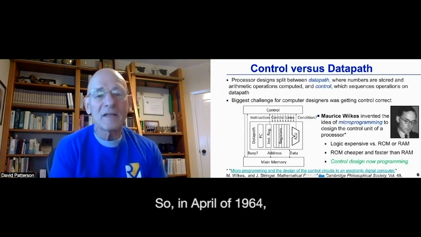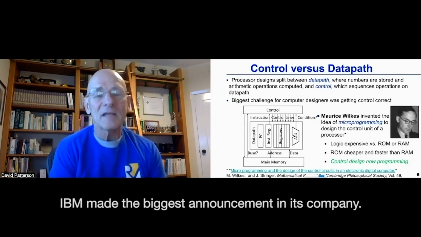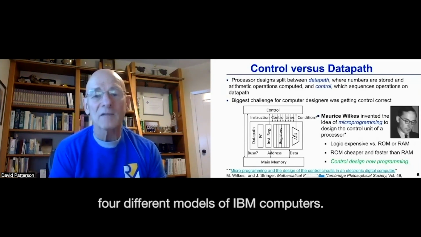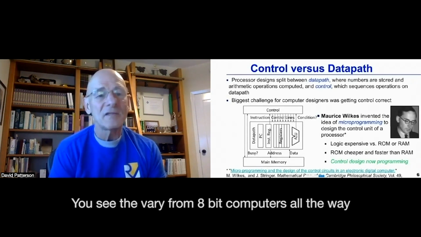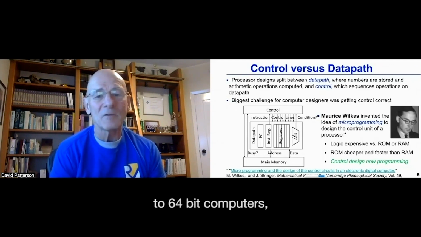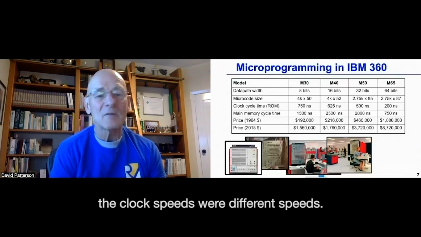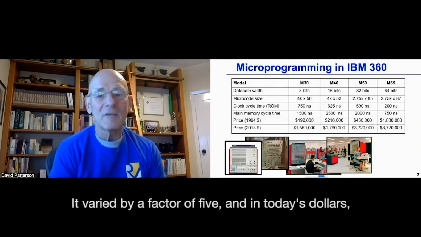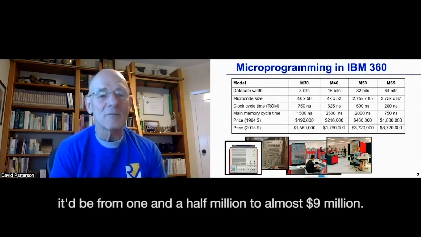So in April of 1964, IBM made the biggest announcement in its company, and here's an example of 4 different models of IBM computers. You see they varied from 8-bit computers all the way to 60-bit computers. The clock speeds were different, the memory speeds were different, and the cost was very different. It varied by a factor of 5, and in today's dollars, it'd be from $1.5 million to almost $9 million.